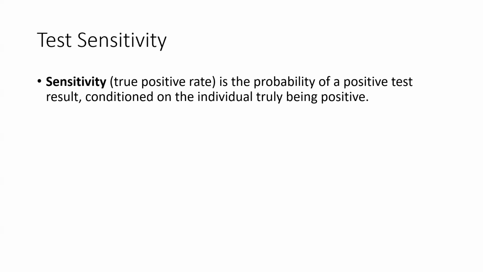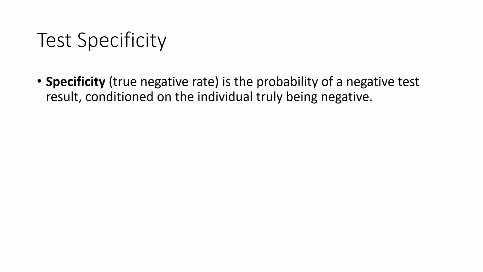Test sensitivity is also known as the true positive rate. It's the probability of a positive test result conditioned on the individual truly being positive. Specificity is the true negative rate, and it's the probability of a negative test result conditioned on the individual truly being negative.